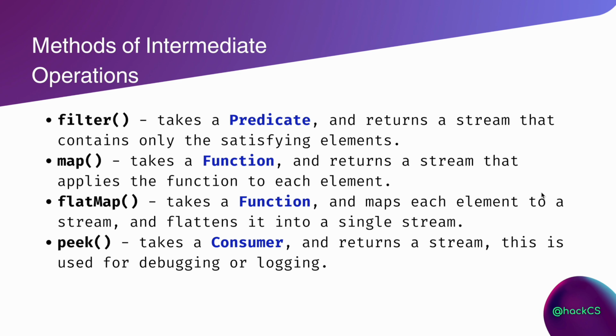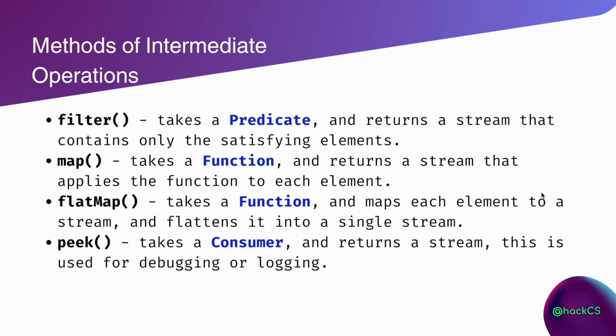Let us now understand how many operations or methods there are in intermediate operation: filter, map, flat map, and peek. These are the most important methods which are commonly used in all the industries. If you are working with Java, even in Java 17 or Java 9 or Java 8, filter, map, flat map are really common in any sector you work in.